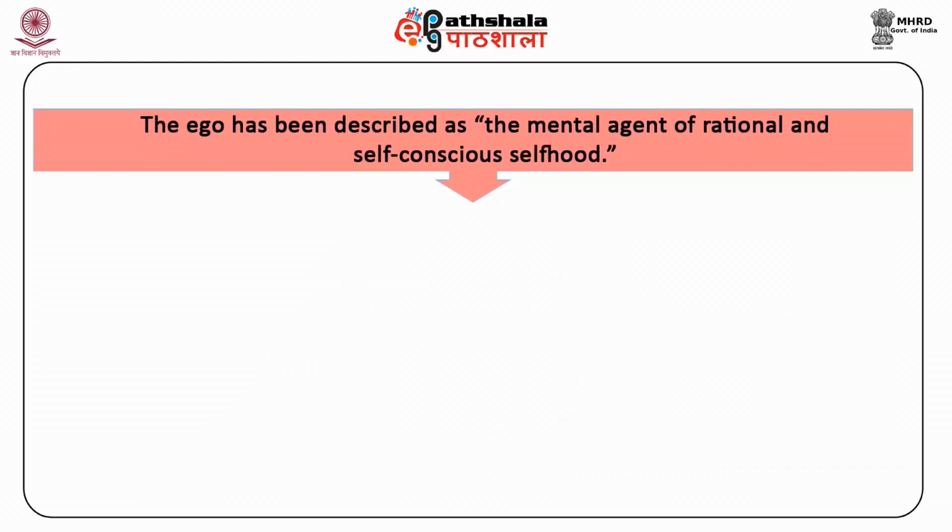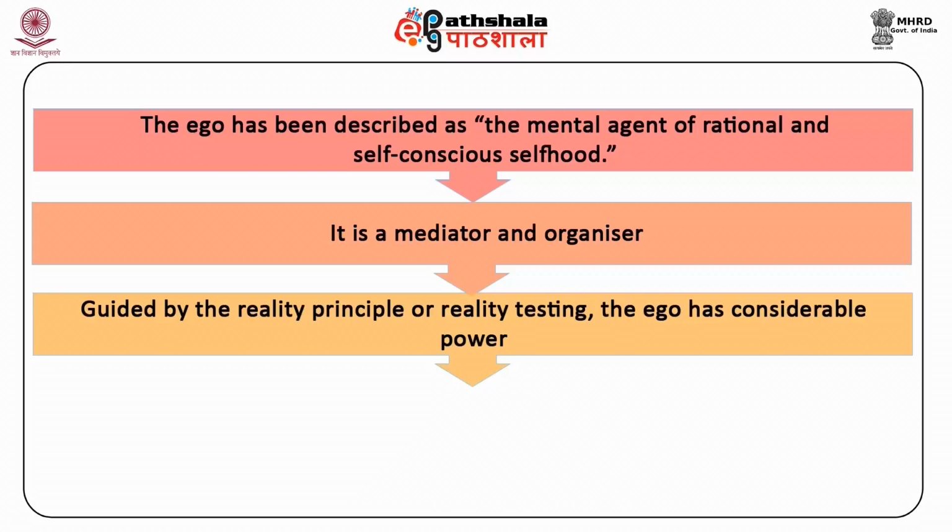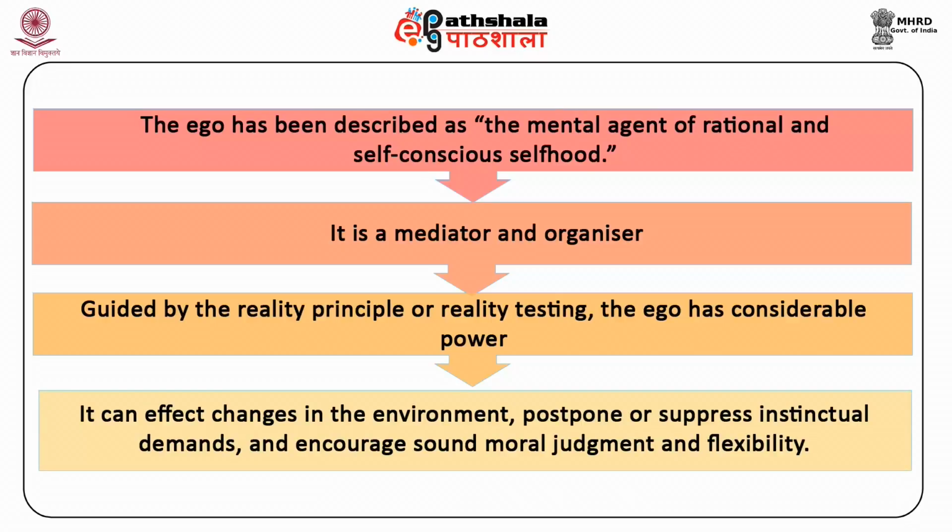The ego has been described as the mental agent of rational and self-conscious selfhood. It is a mediator and organizer. Guided by the reality principle, or reality testing, the ego has considerable power. It can affect changes in the environment, postpone or suppress instinctual demands, and encourage sound moral judgment and flexibility. Using logic, intelligence, objectivity, and awareness of external reality, a healthy ego considers, modifies, and integrates both internal reality and external pressures on a person, decides when and how the person should respond to those demands, and identifies wise choices and behaviors that promote self-preservation.